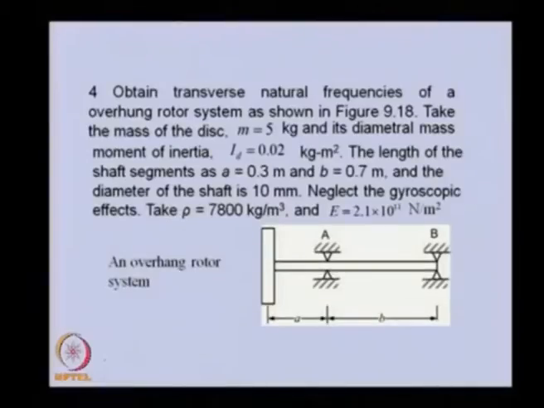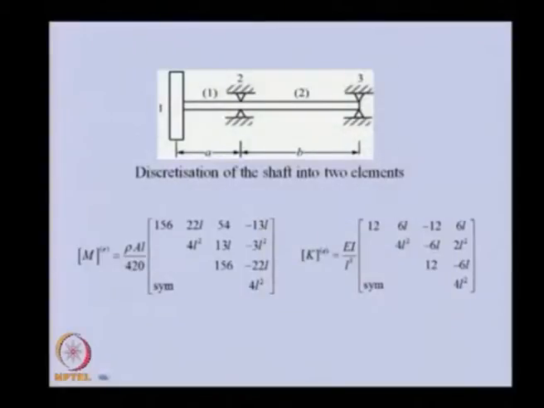This example is exactly the same as the one we did in the torsional transverse vibration case. There is an intermediate support, which is basically a simple support, and this is the overhang portion of the rotor. Various properties are given here: mass, diametral mass moment of inertia of the disc, various lengths of the shaft, diameter of the shaft, and the mass and elastic properties of the shaft. Here we are not considering the gyroscopic couple effect.